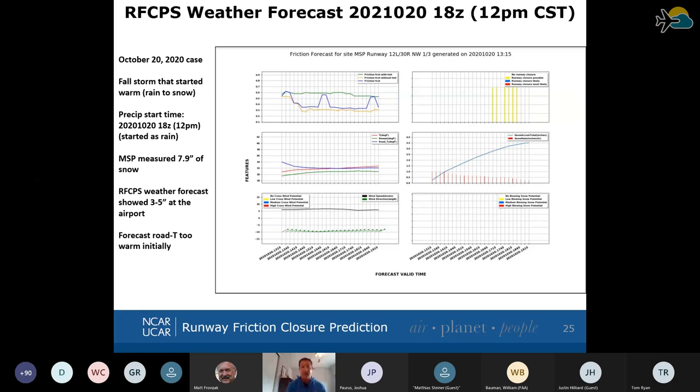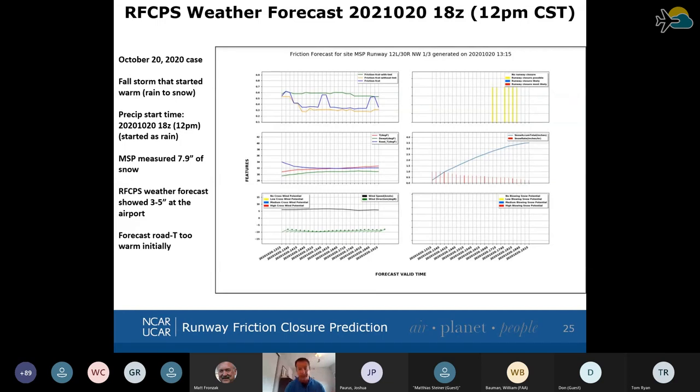So this was an October 20th case. This was MSP's first really big fall snowstorm that went from rain to snow and it went to heavy snow. Precip started around midday. MSP measured 7.9 inches of snow. We were really predicting about 3 to 5 inches of snow. And really the issue with this event and the November event was we had more rain than snow as our precip type, so it wasn't accumulating quickly enough.